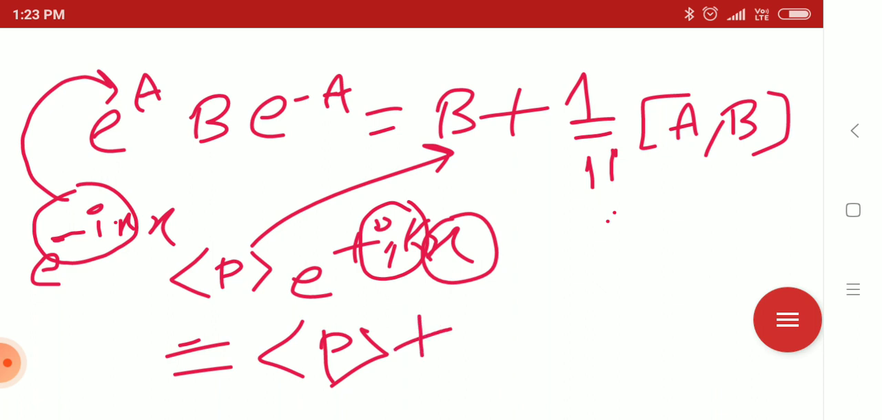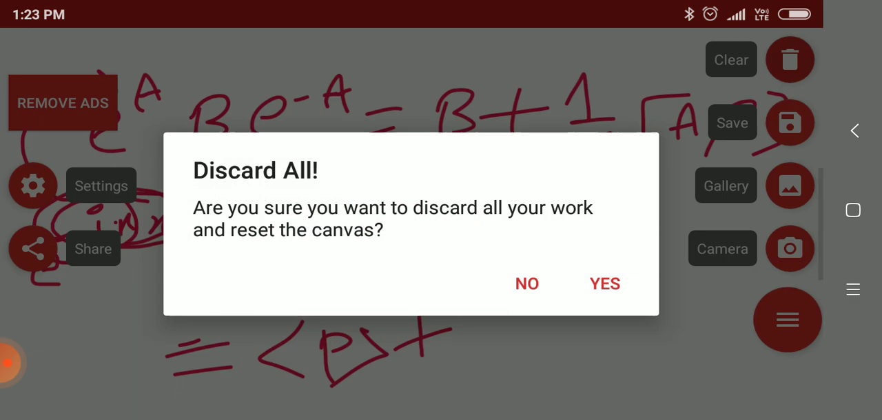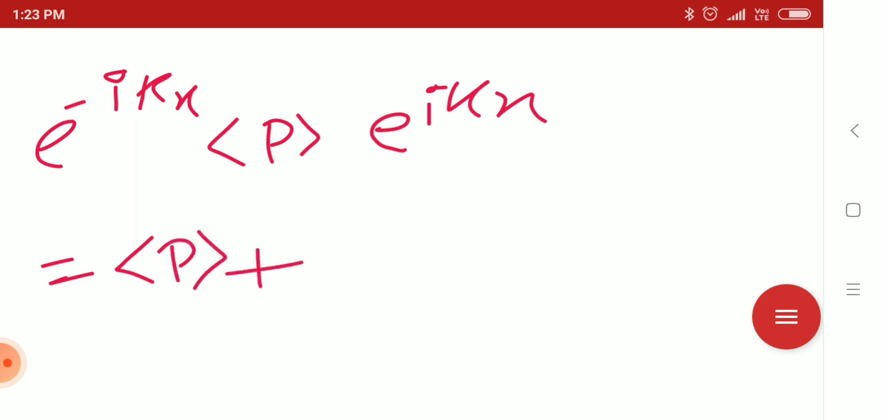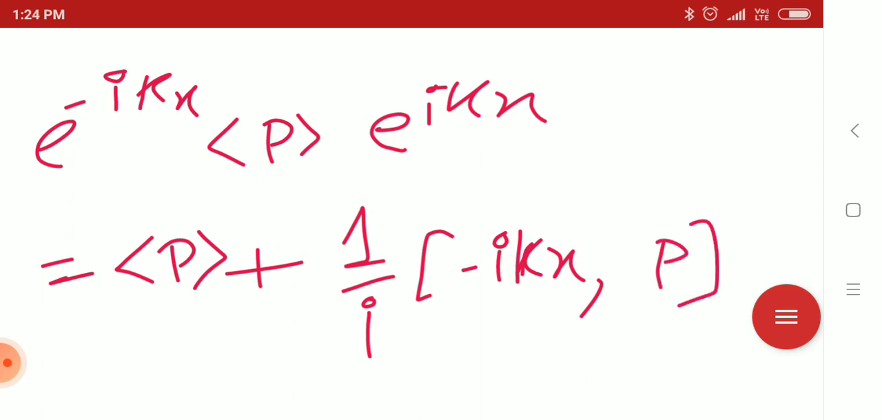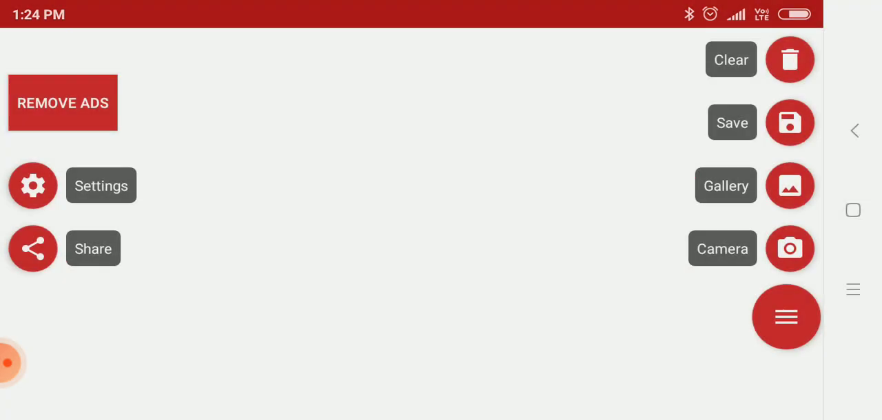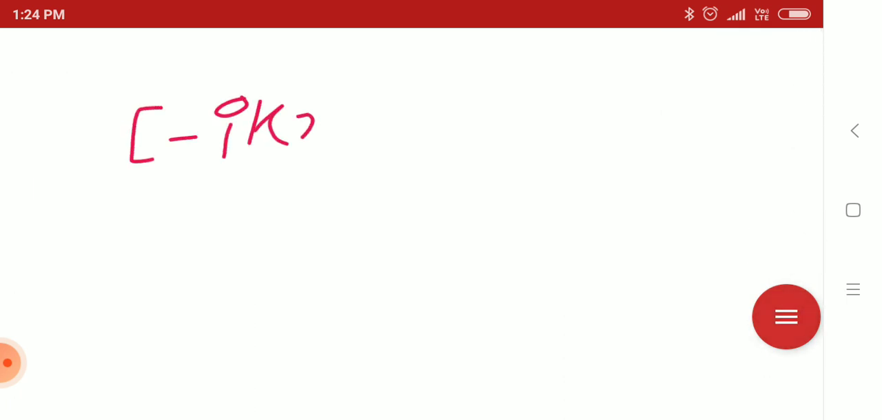So we can write here e to the power minus ikx, p momentum, e to the power plus ikx. The momentum p comes as B, and minus ikx is A, so 1 by 1 factorial, the commutator minus ikx comma p. Now we have to solve this commutation relation. What is the result of the commutation relation minus ikx comma p?